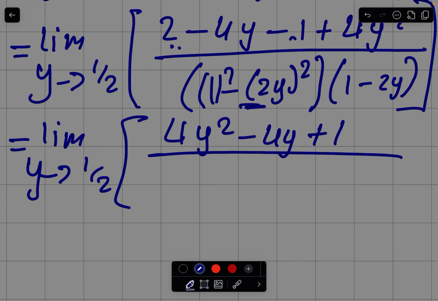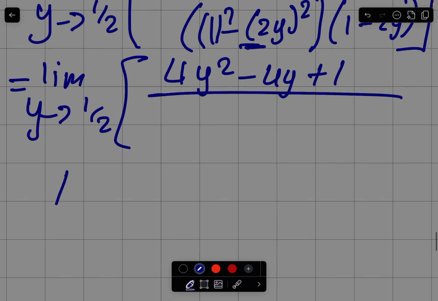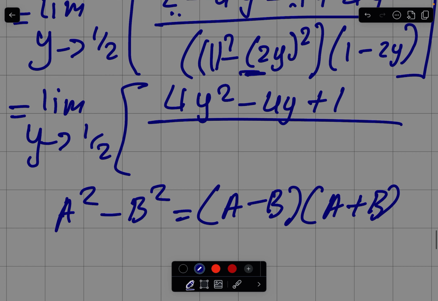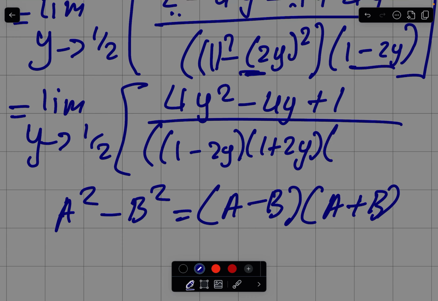I see the difference between two squares here. Understand? I see a squared minus b squared, which is equal to a minus b, a plus b. I see difference between two squares, meaning I'm going to have what? I'm going to have 1 minus 2y into 1 plus 2y into this one, don't forget it, 1 minus 2y. Understand?